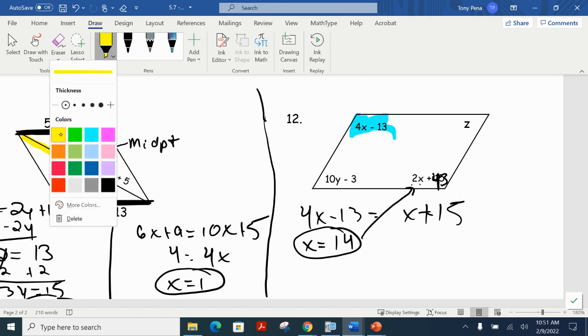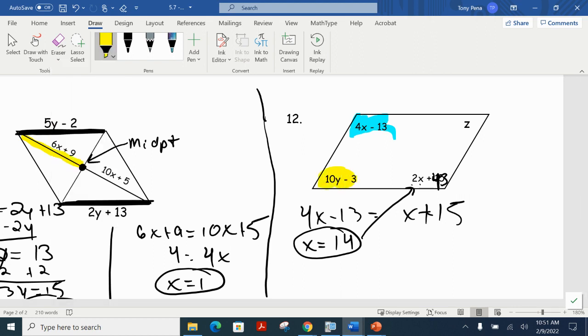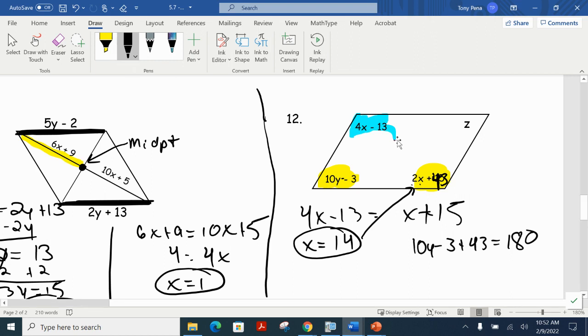Good. She understood then that these are consecutive angles. This yellow angle and now this 43 angle, those are consecutive. And she knew the property was that those have to add up to be 180. So she added these two angles together, set them equal to a 180. That'll give you Y. I'll let you solve that. Z, though, we can figure out right away, right?